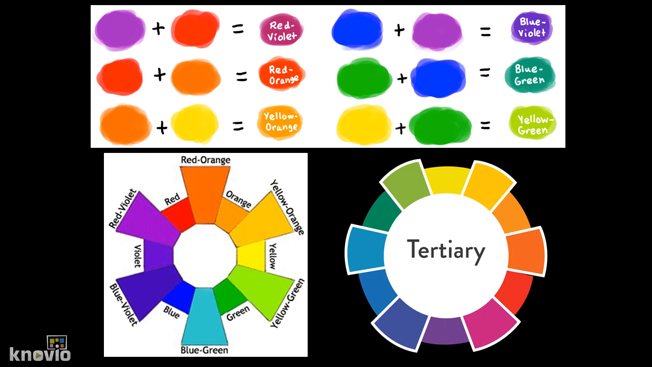So for example, if you mix the primary color red with the secondary color orange, you get the tertiary color red-orange. If you add these tertiary colors to your color wheel, they go right between the primary and secondary colors that they are made from. This gives you 12 regular colors, which are also called hues, on your color wheel.